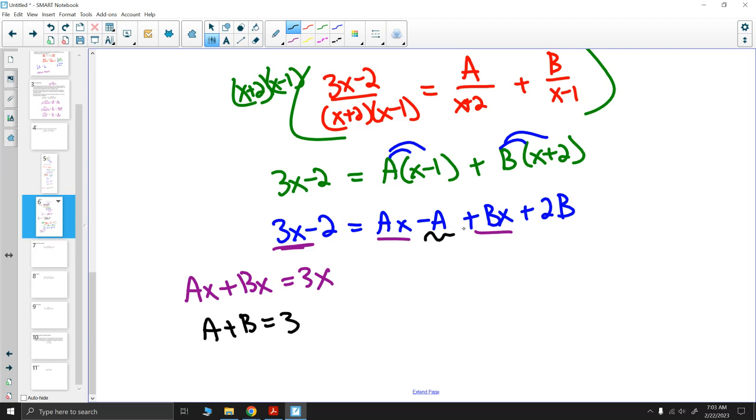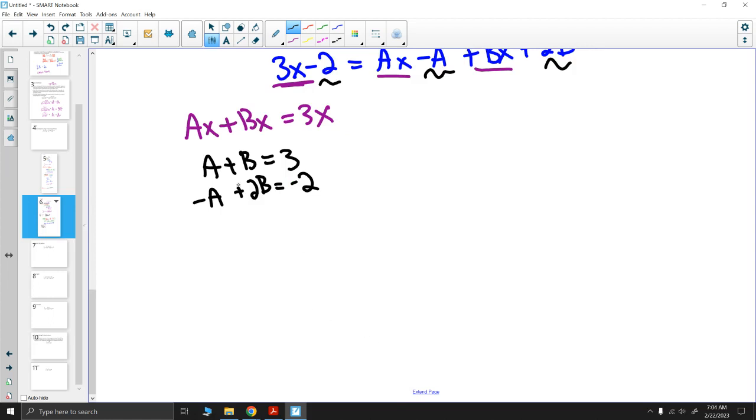And same thing here with my constants. We have negative a plus 2b is equal to negative 2. Okay, so same thing here. We don't have to go to a matrix calculator and simplify this. This is really easy to simplify. If we just add these two rows together, these a's will drop. We get 3b is equal to 1. So that means b is equal to 1/3.